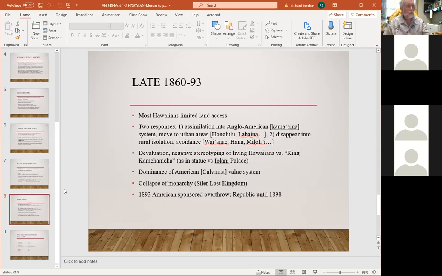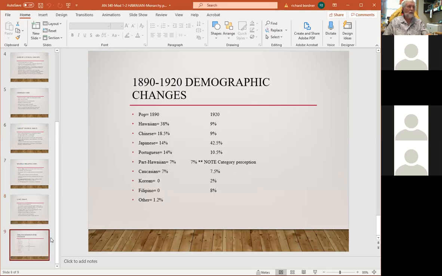Sorry. Okay, so that's the system. Here we see the demographic changes. One of the interesting things to remember when you're measuring the drop in number of Hawaiians is that we're not measuring blood quantums here. This isn't done through a blood test. This is people identifying themselves as Hawaiian.